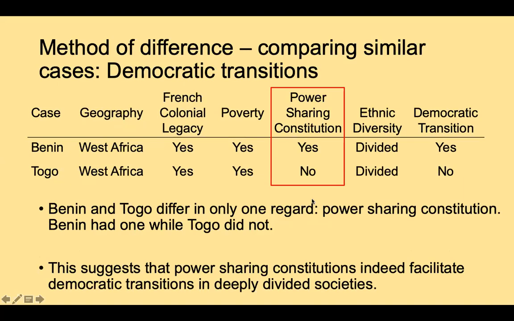So what I want to focus on is what you've all pointed out, which is that the key differentiating factor is the presence or absence of a power-sharing constitution. And in a moment, we'll talk about what that means. But first, let's focus on the simple difference and the simple inference that we can draw from this difference. Benin and Togo differ in only one regard, and that is in the presence or the absence of such a constitution. Benin had one of these constitutions, and Togo did not. And this suggests that power-sharing constitutions indeed facilitate transitions.